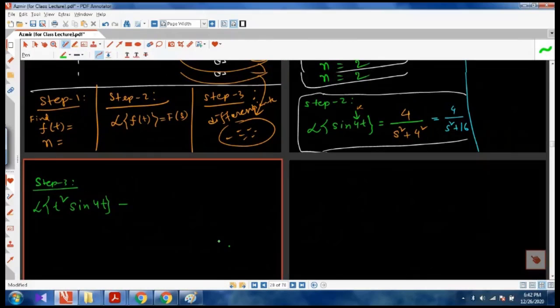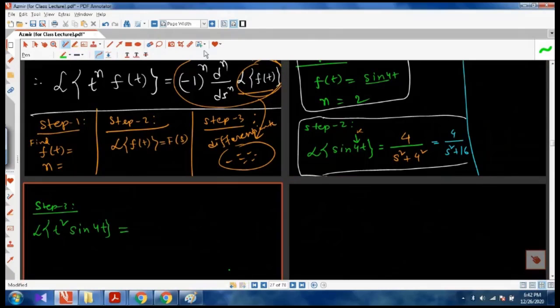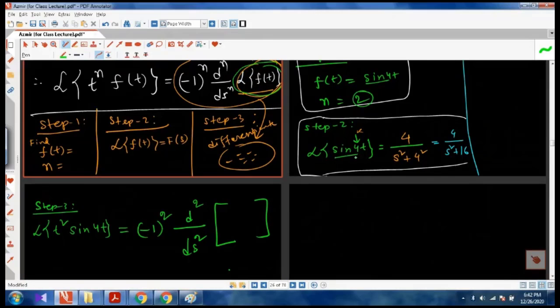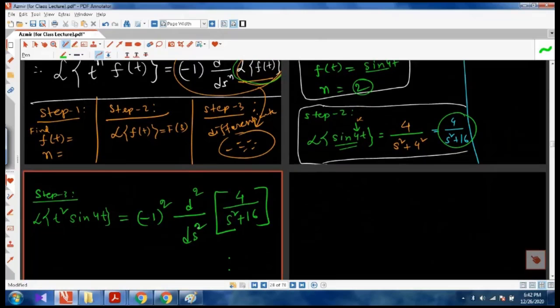So let's apply the right side formula, minus 1 power n. Here n is 2, minus 1 power 2. Do you understand which part I'm talking about? Yes, sir. d power 2 by ds power 2 of the Laplace transformation of f of t. Already we have the result, 4 by s squared plus 16. So our question is to solve this one, so it will be equal to the right side.